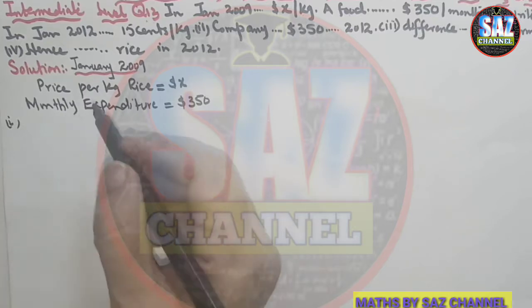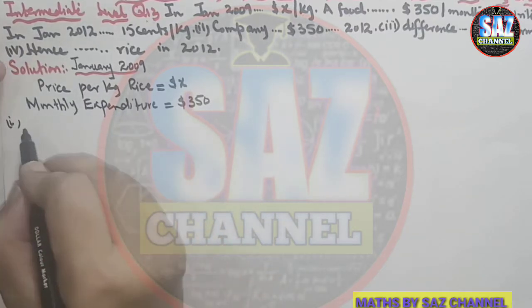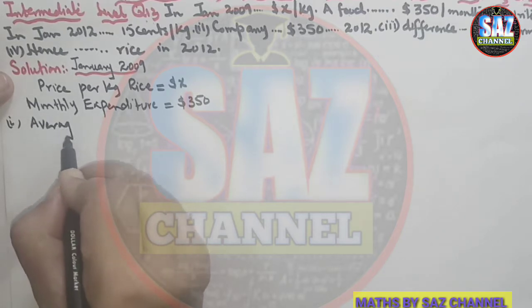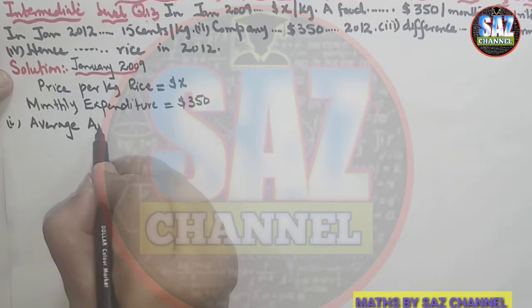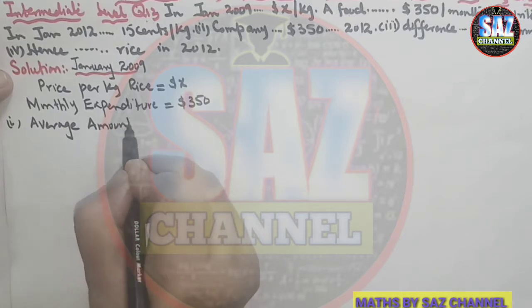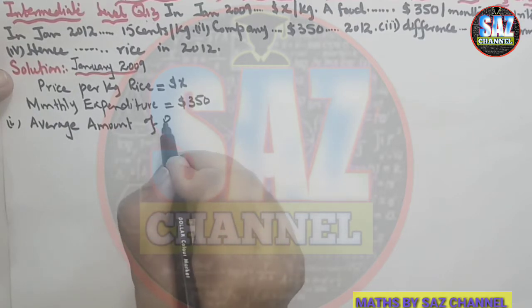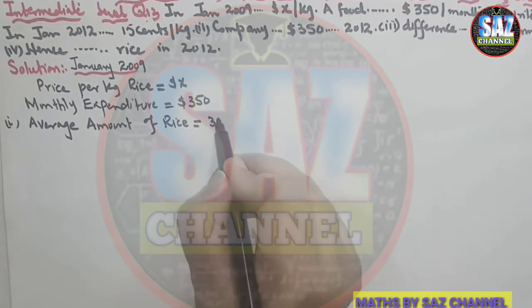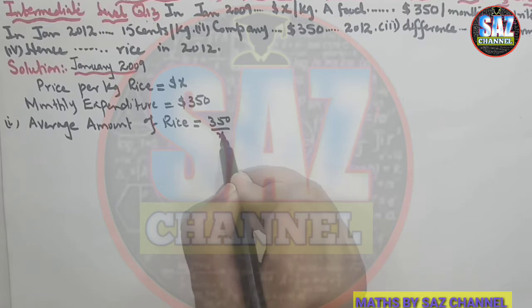Then the first part of the question says, write down expression in terms of X for average amount of rice. Average amount of rice in January 2009 will be equal to 350 upon X.